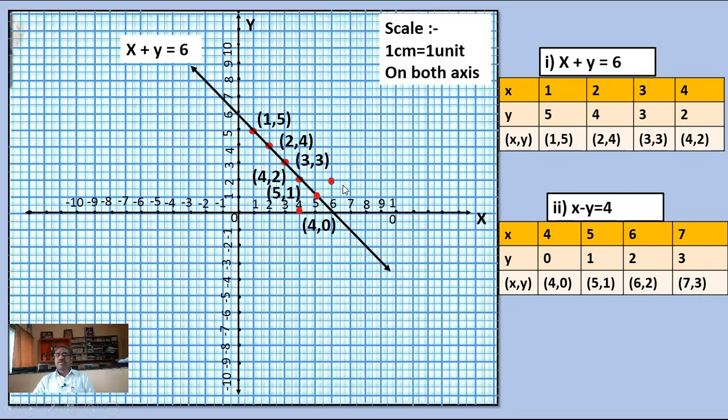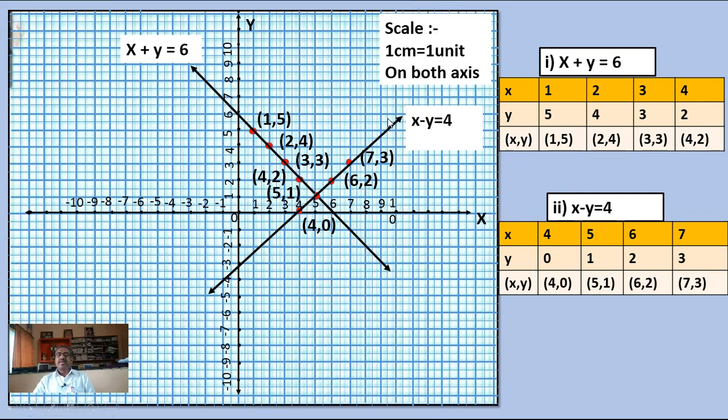And we plot 6, 2: x coordinate is 6, y coordinate is 2. Then we get this point 6, 2. And 7, 3: x coordinate is 7, y coordinate is 3. Then we get this point 7, 3. If we draw the graph of the equation, we get a straight line passing through all these points. This line is the graph of the equation x minus y is equal to 4.